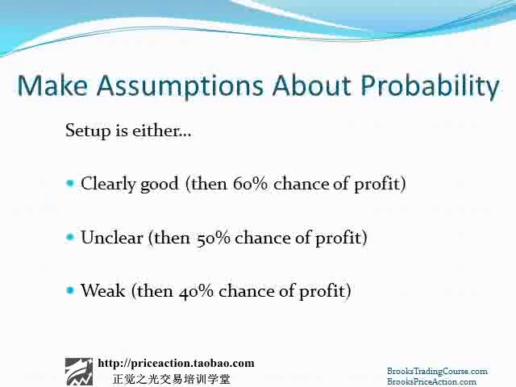You can make assumptions about probability. The setup is either clearly good, you look at it and you say, yeah, I think this is a good trade. When that's the case, assume you have a 60% chance of profit. If you look at it instead and say, I don't know, it might work, I think it's okay, but I'm not sure, then assume probability is 50%. If you look at it and you say, I understand the logic behind the trade, but I think it's probably not all that good, then use 40% for the probability.